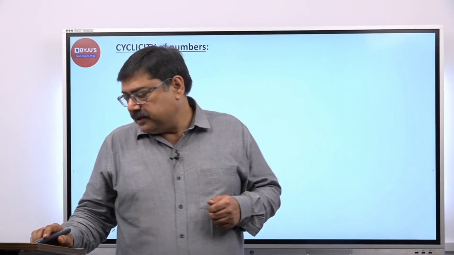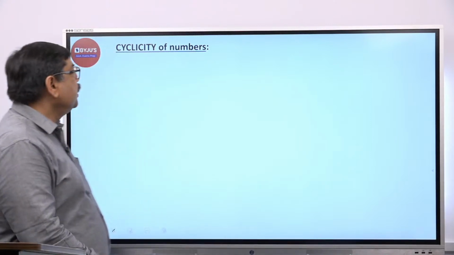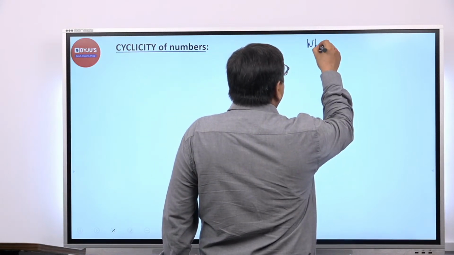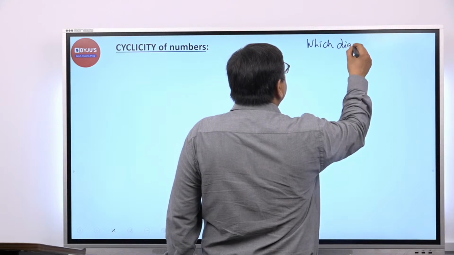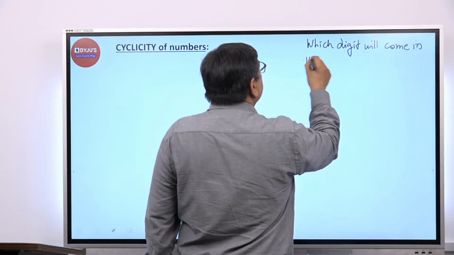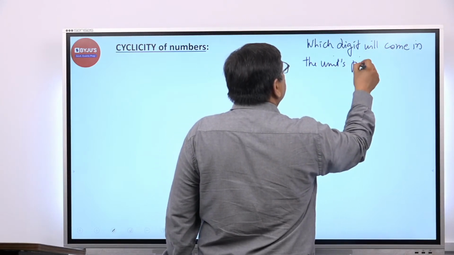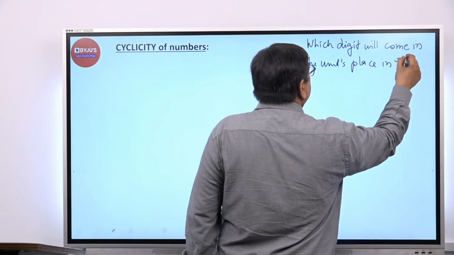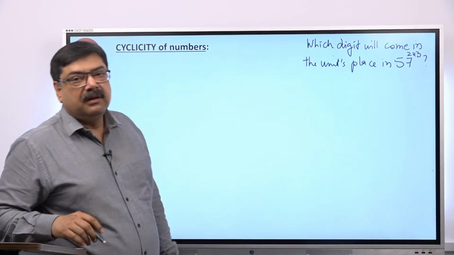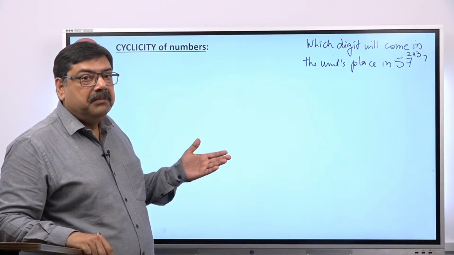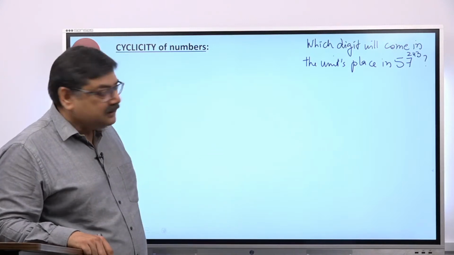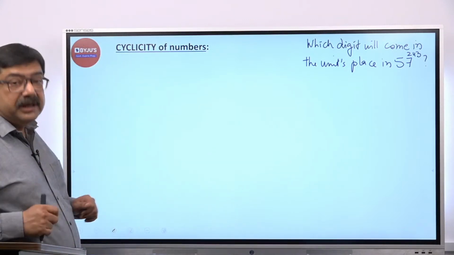Now, why do we require such questions? Well, have a look at the question. I would just show it to you. You tell me which digit will come in the units place in 57 raised to 243. Is it or not? You are not going to literally calculate it. Your calculator also can't do this. So now how to handle such questions?